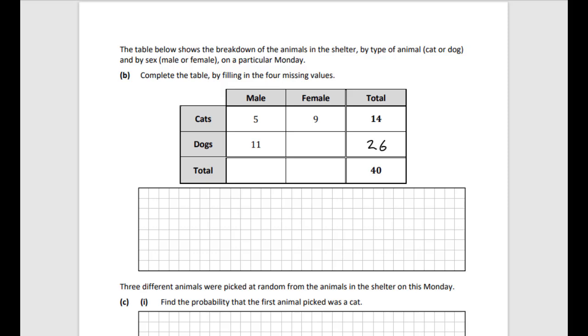Let's see, you've got 26 minus 11, that's 15. Let's see, we've got 15 plus 9, so that's 24, and then we've got 11 plus 5, which is 16. So there are our values.